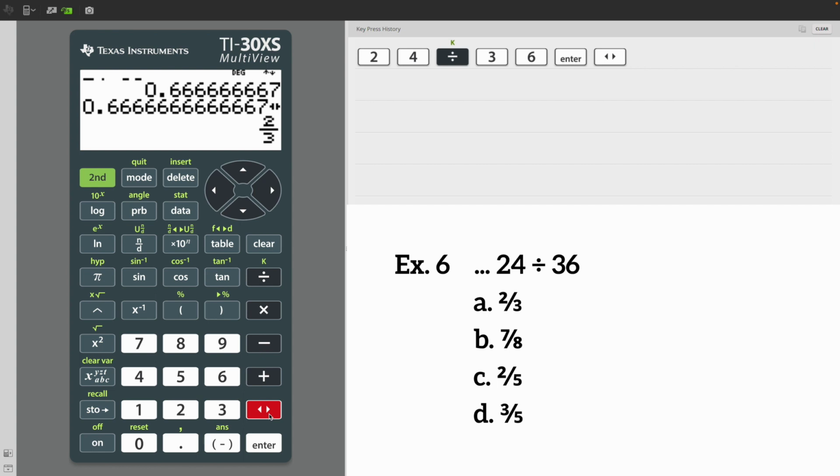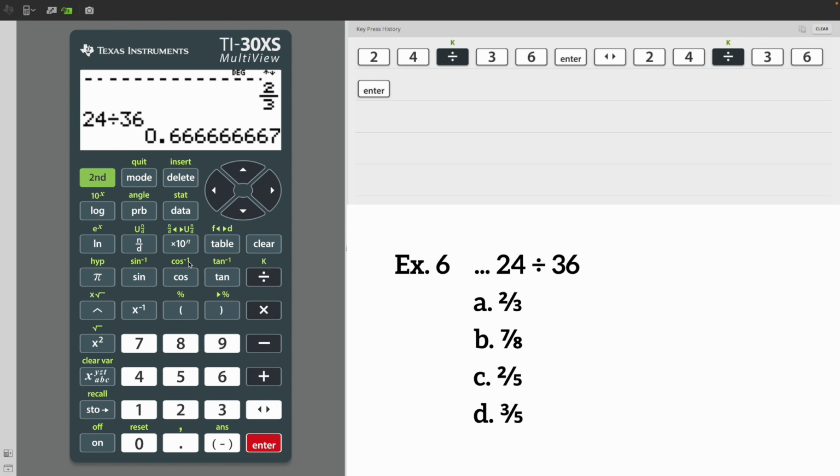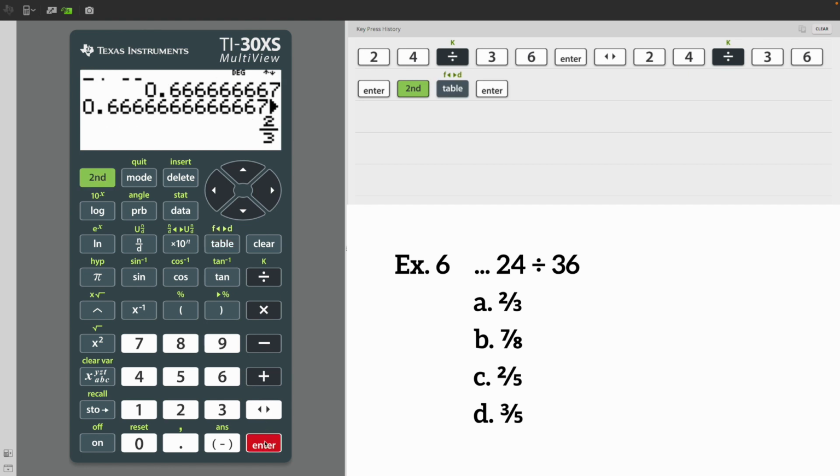There's another way to do it. So yeah, you could do 24 divided by 36, enter, and then the convert buttons always have those arrows. So up here by the arrow keys, it says in green, F, arrow, arrow, D. So that's the button to convert back and forth between fractions and decimals. Again, it's in green. So I'll hit second and that, hit enter, and that's another way to do it. That's a little harder though. I like that quick convert button.